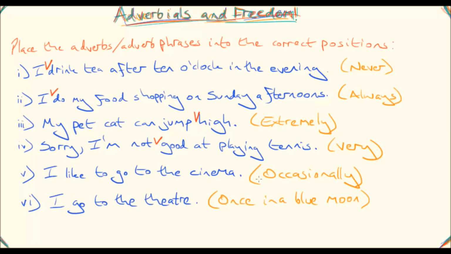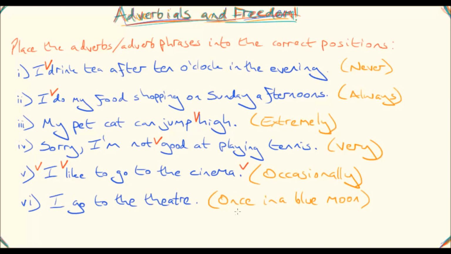This word occasionally, I like to go to the cinema. Well, in fact, we've got a few different positions for this one here, haven't we? We could say, occasionally I like to go to the cinema. You could say, I occasionally like to go to the cinema. I like to go to the cinema occasionally, putting it right at the end. Those would be some natural positions for that word occasionally, and I think they're all absolutely fine.